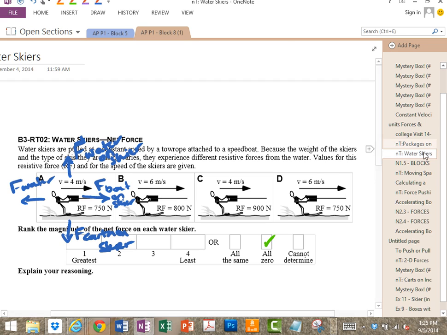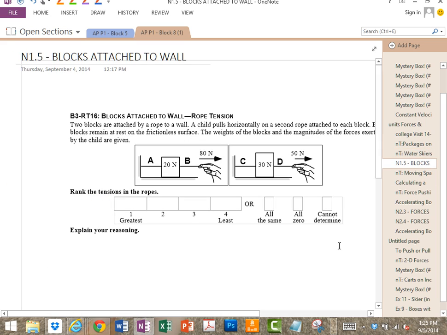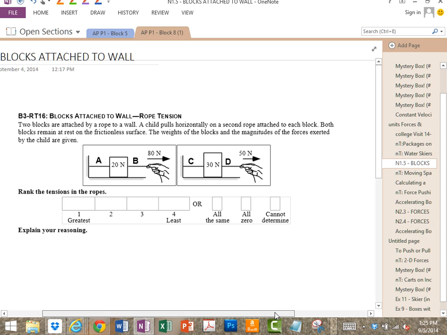All right. I think I've got one more of these to do right now. Oh, this one's a good one. Here we go. Blocks attached to the wall. 2 blocks are attached by a rope to a wall. A child pulls horizontally on a second rope that's attached to each block. Both blocks remain at rest on a frictionless surface. The weights of the blocks and the magnitudes of the forces exerted by the child are given.